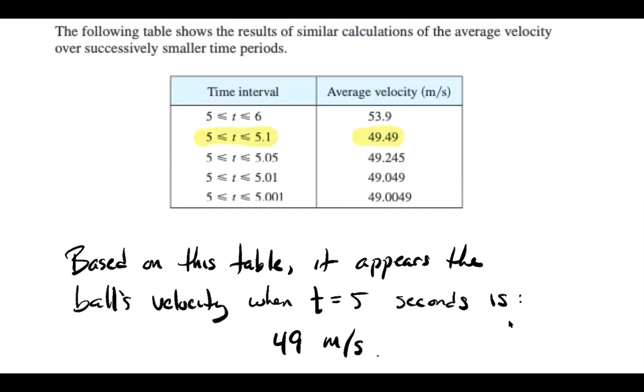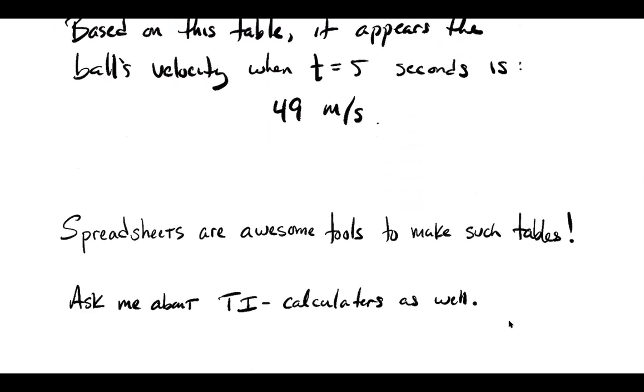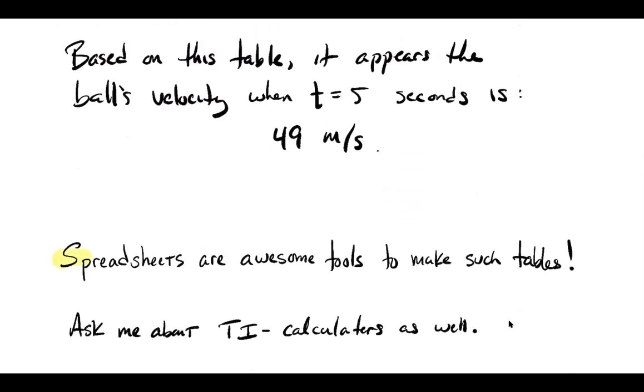Creating these tables, if you stopped the video and found these values one at a time by hand, by computing that average velocity, it's not difficult work, but it is quite tedious. Repeating the same calculations over and over again, just changing the values of the inputs. So there's lots of fantastic tools to automate such tedium. One of them is spreadsheets.